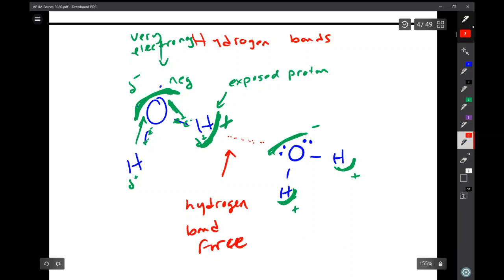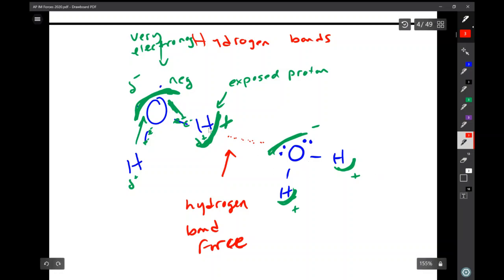Right? Again, it's not a chemical bond. There's no sharing of electrons. We just call it a hydrogen bond because that's a common term, but really, it's a hydrogen attraction. And again, it's a very strong dipole because water is polar.